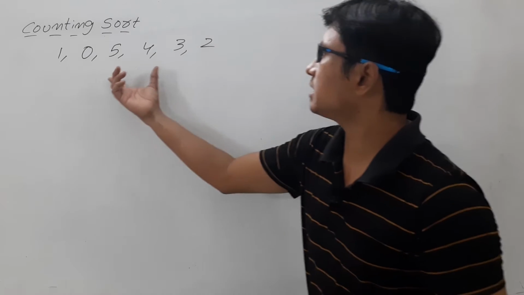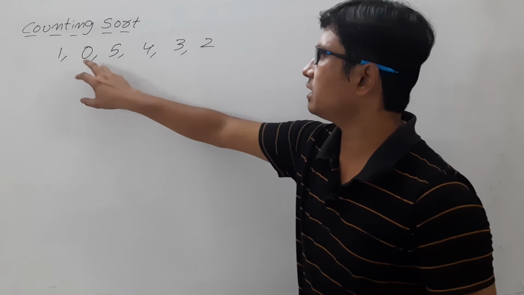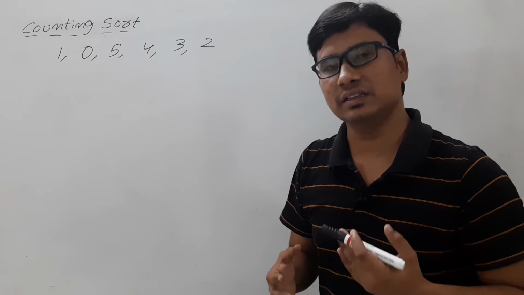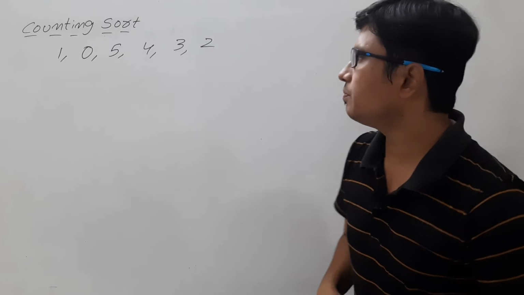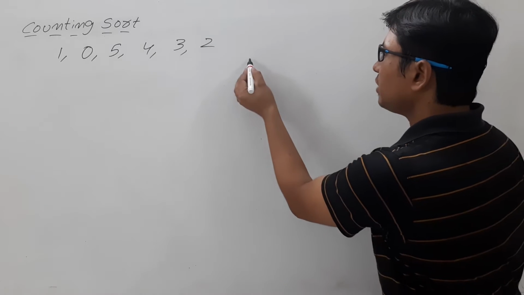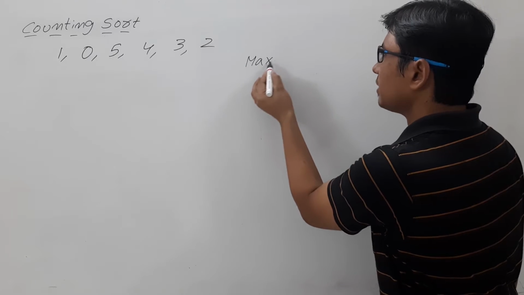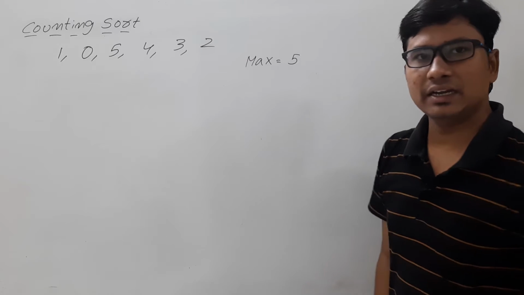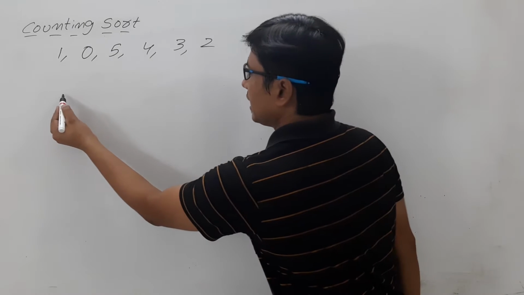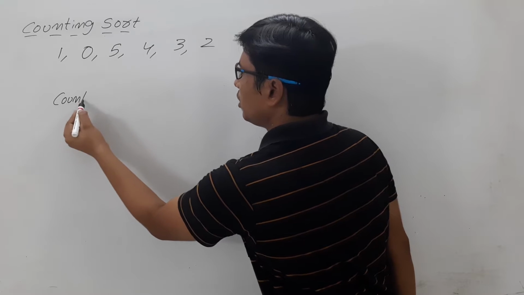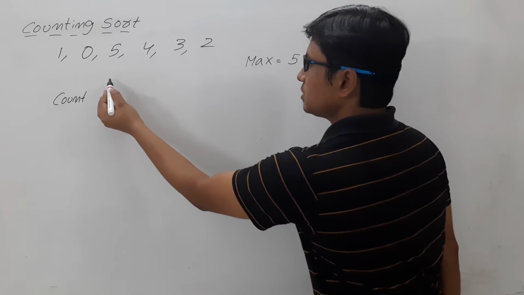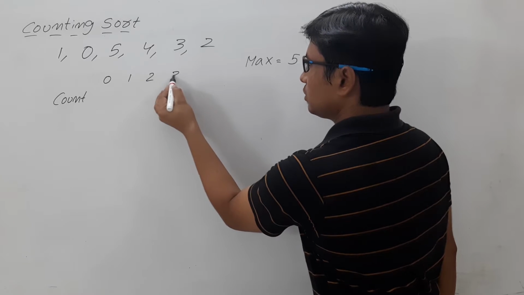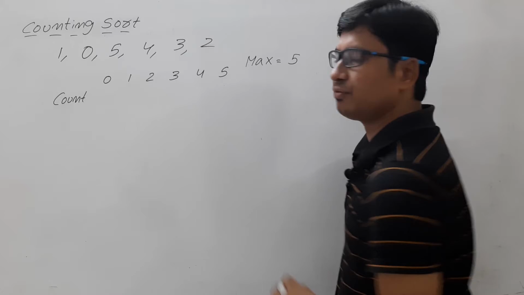To make you understand, I have taken 6 elements: 1, 0, 5, 4, 3, 2, and I want to arrange these elements in increasing order. The first step is to find the maximum element from the array. What is the maximum element? It is 5. So I need an array called count whose indexes go from 0 up to 5: 0, 1, 2, 3, 4, 5.